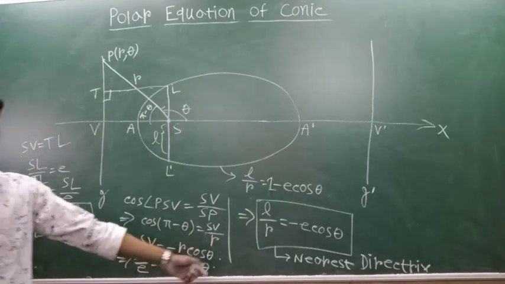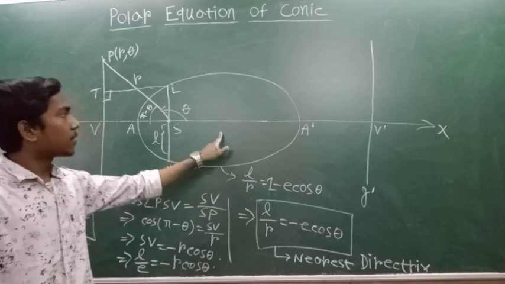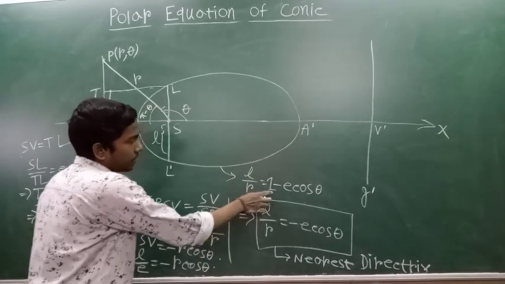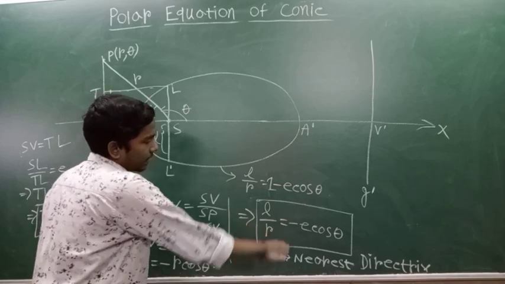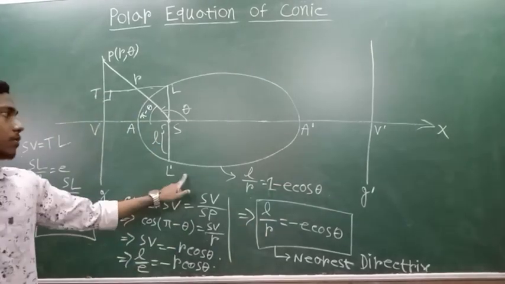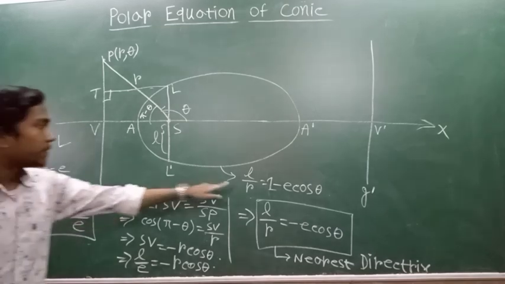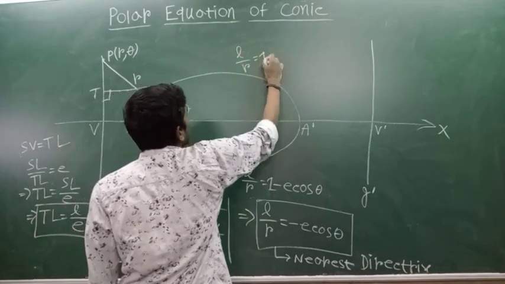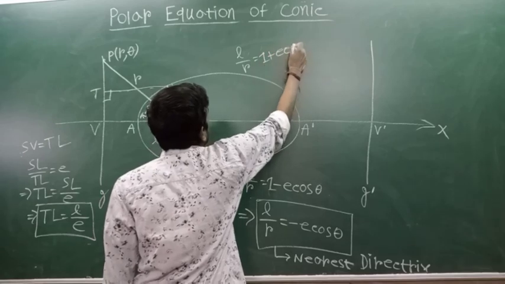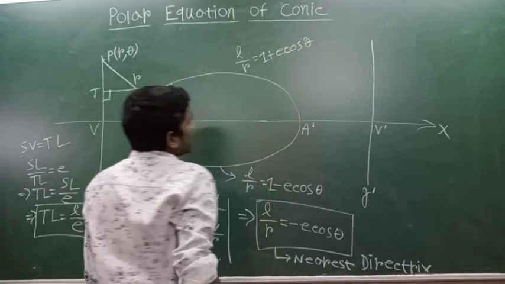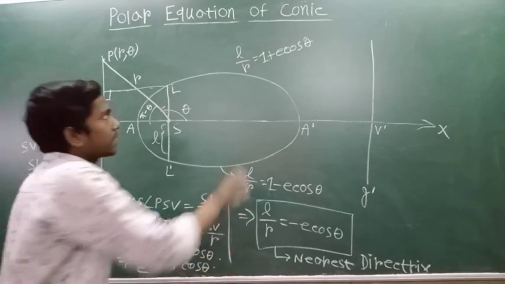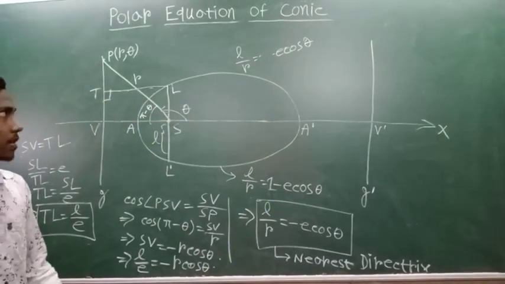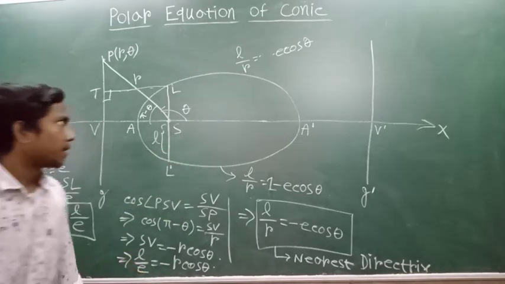So students, this equation is very easy to remember. As the equation of the conic is given as l by r is equal to 1 minus e cos theta, we just have to remove 1 from here. We will write l by r is equal to e cos theta. This is the equation of nearest directrix. Now if the equation of the conic is given as l by r is equal to 1 plus e cos theta, then the equation of its directrix is given as l by r is equal to plus e cos theta. Okay, so this is very easy to remember.